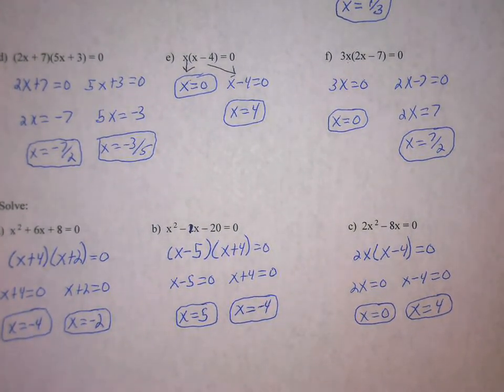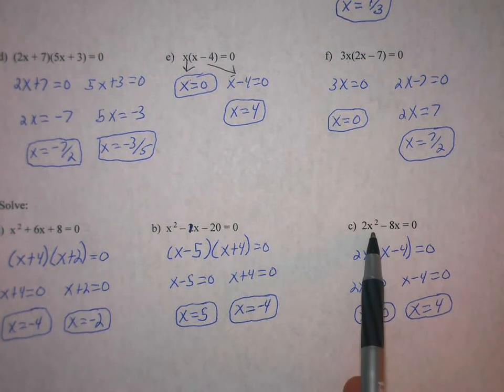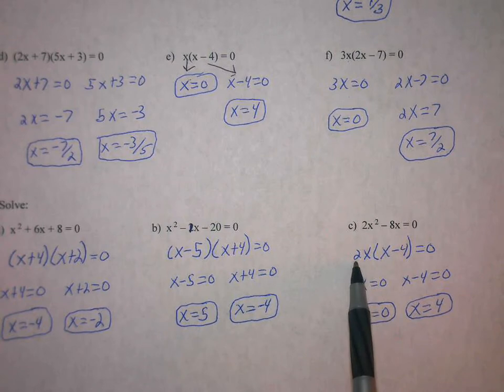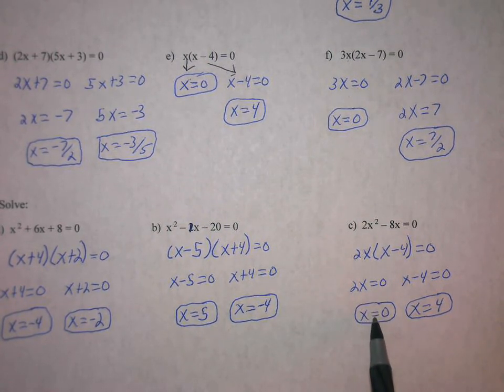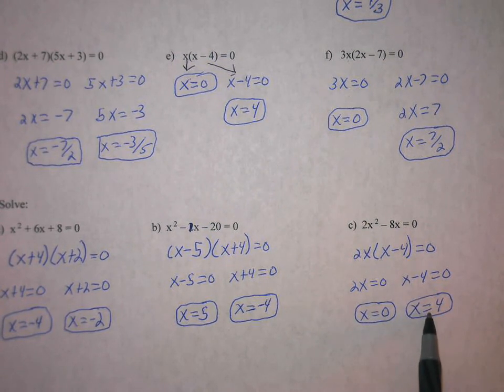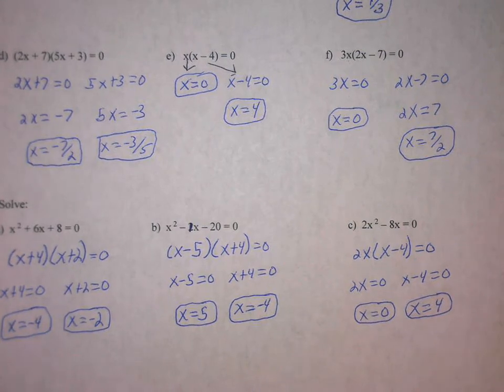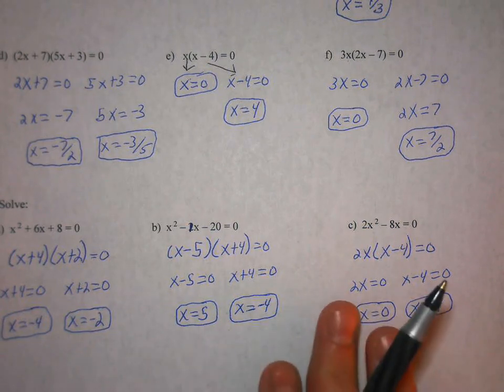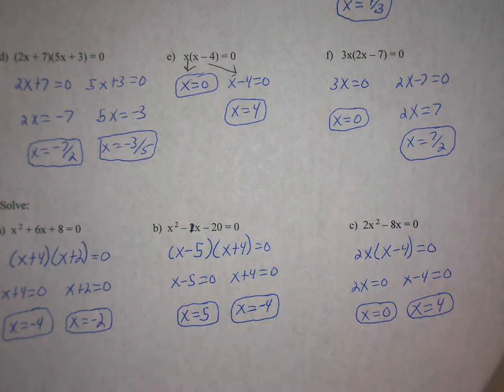So there's the solutions for B and C. In part C, that was a GCF of 2x. So 2x goes in front of the parentheses. So 2 times x equals 0 gives you 0 for an answer. And then the other one, x minus 4, gives you positive 4 for the answer. Okay, so that is solving polynomial equations using the zero product principle. Okay, we'll use that principle over and over again.